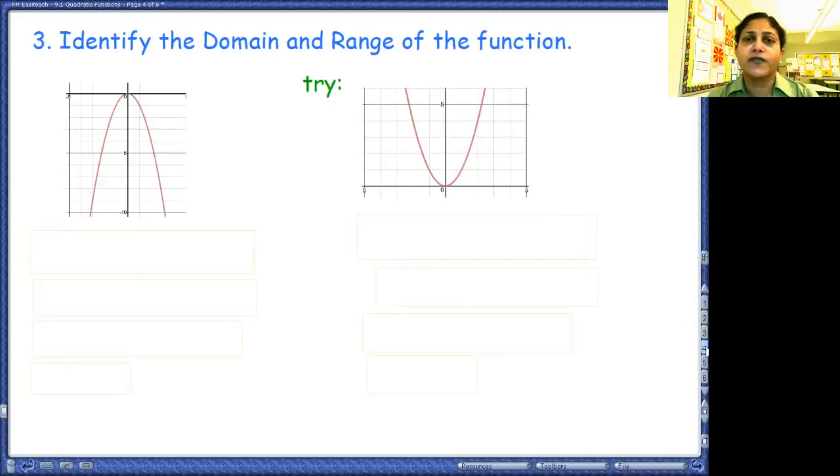Now let's identify the domain and the range of the function. On the left, we have a parabola that is opening down, and the highest point it reaches is 0, 0, which is the origin. So since the domain is all x values, they can range anywhere from the left to the right of the graph.